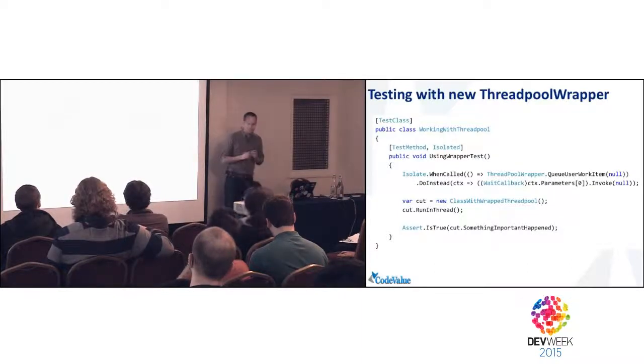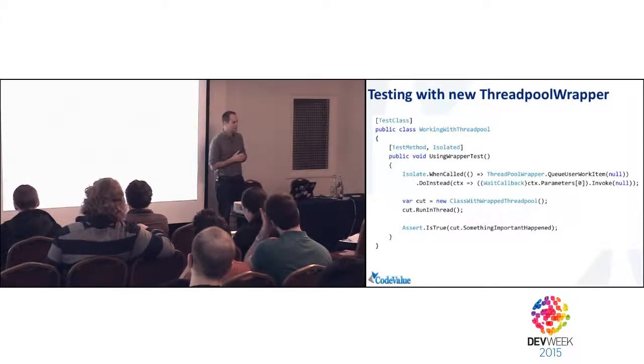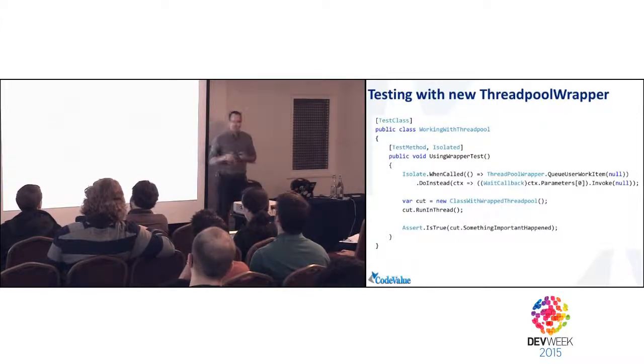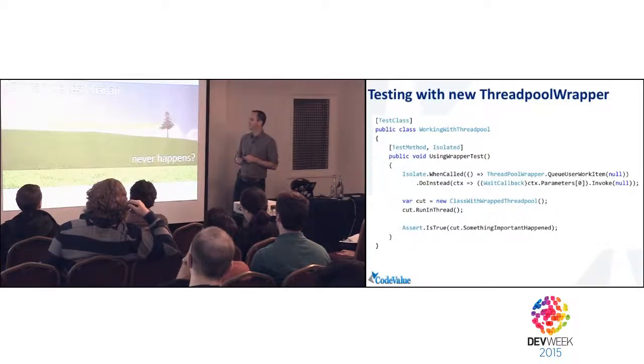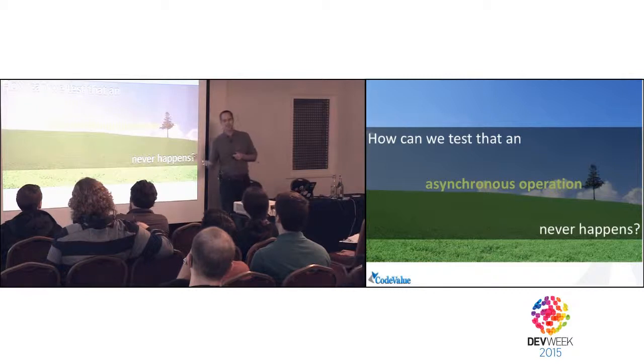Well, that's all nice. But it still doesn't solve all of my problems. Because there's one thing with asynchronous that I can never test. It's like a philosophical question. How can I test that an asynchronous operation never happened? What does it mean, never happened?